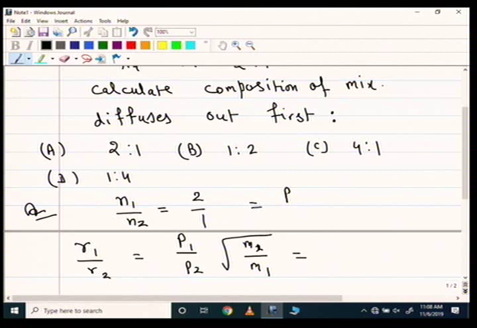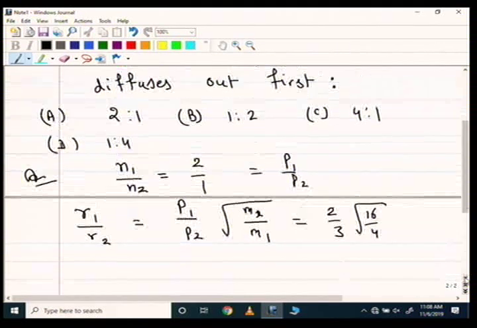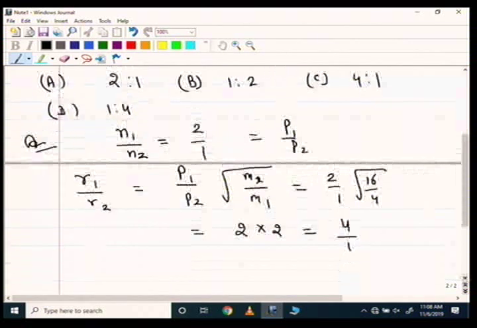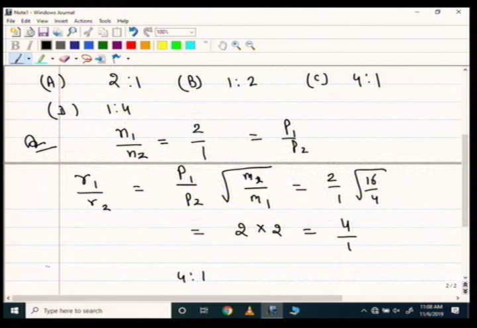We know that I can write it like this as well. I have told you this about this formula. So it is 2:1, 16 by 4. So when you will solve it, sorry, not 2:3, 2:1. This is your 2 into 2. So answer will be 4/1. So it should be 4:1. Option C would be the correct answer.